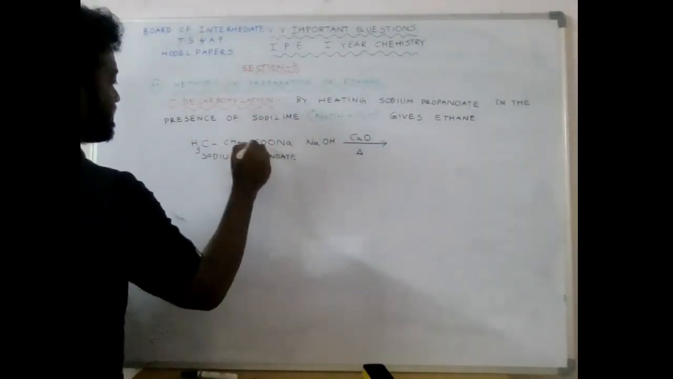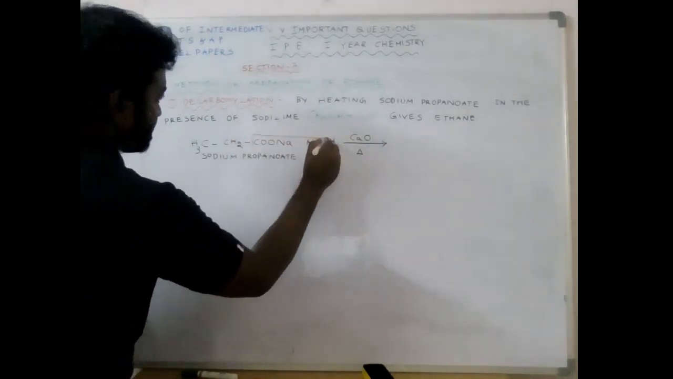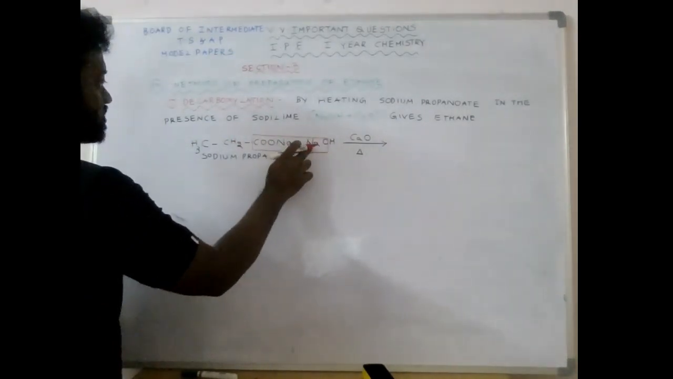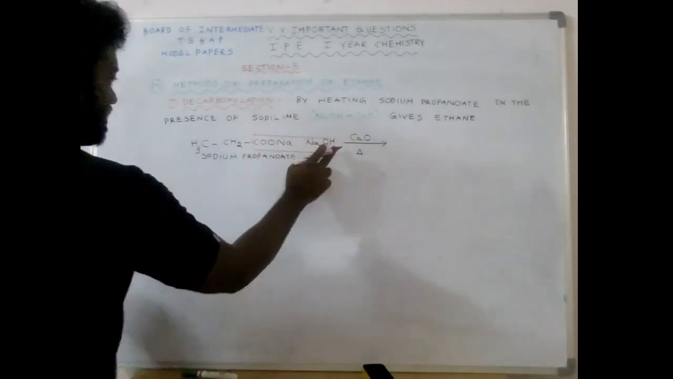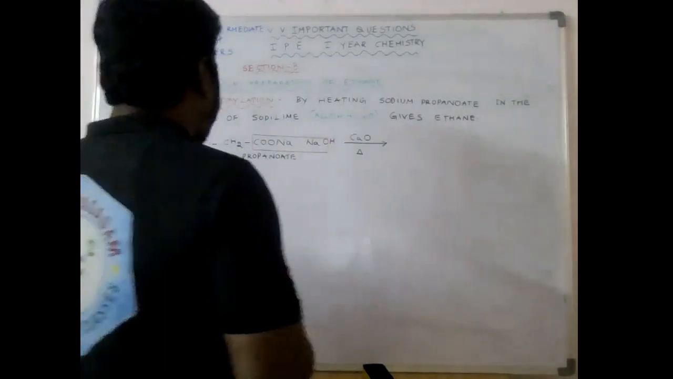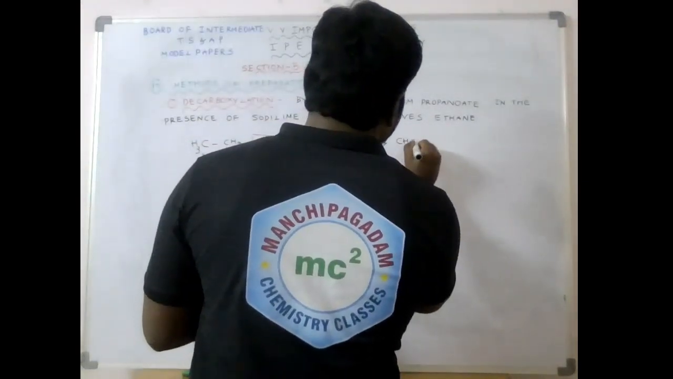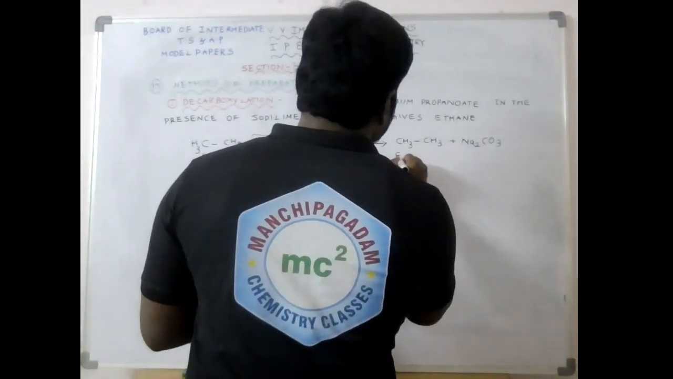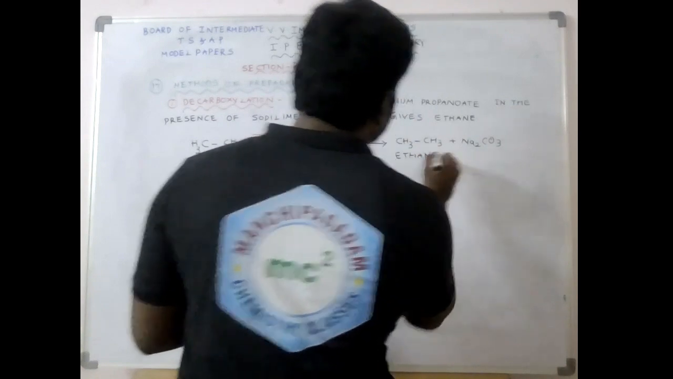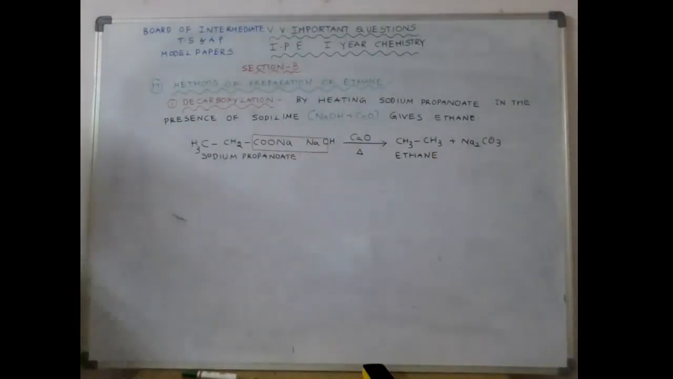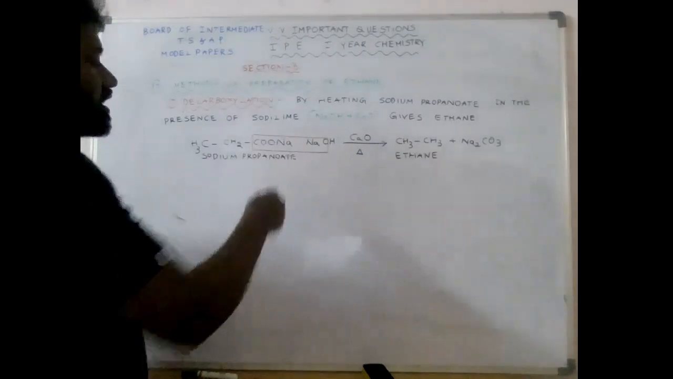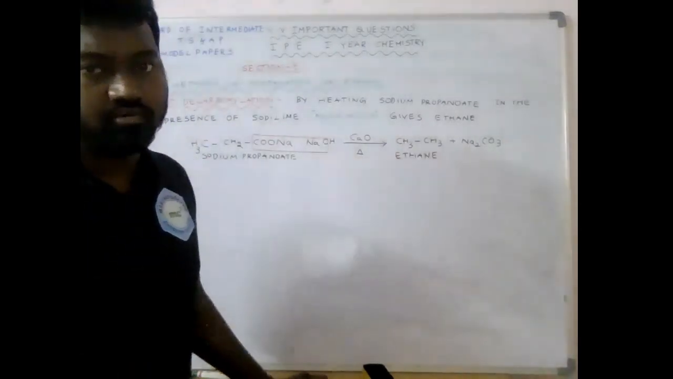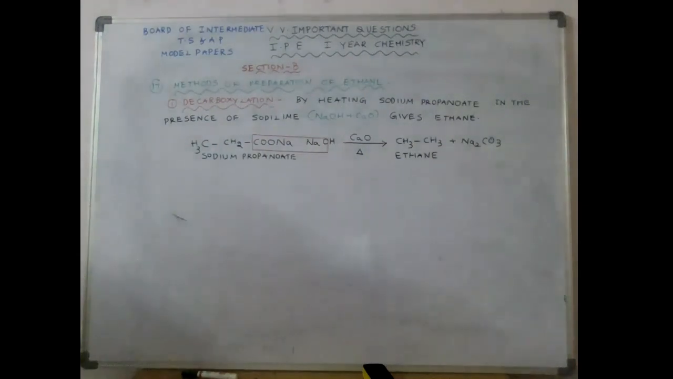What I told here, we have to remove the carbon dioxide. That carbon dioxide will be removed like this, as Na2CO3. This H will attack here. Then our required product will come, that is ethane, CH3CH3. What we removed is Na2CO3, sodium carbonate. This is the first preparation. We got ethane, very simply, just by heating with soda lime. We removed the carbon dioxide in the form of sodium carbonate. Minus CO2 you can also write.